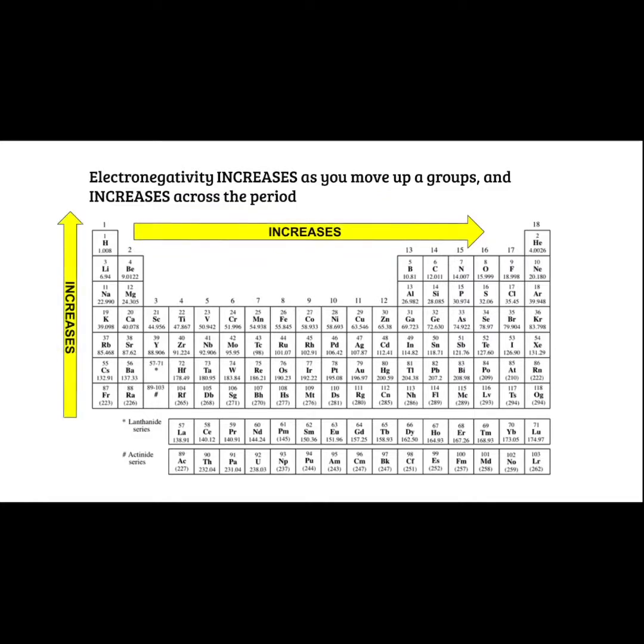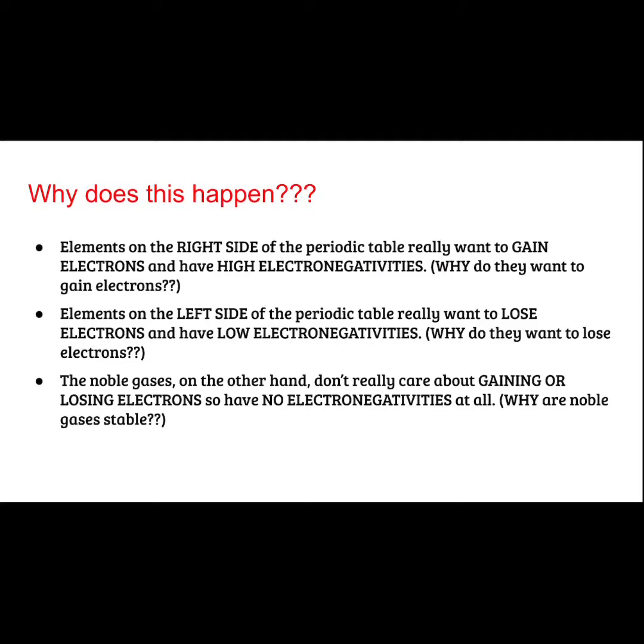So electronegativity increases as you go up groups, and it increases as you go across. So the most electronegative element, which we will label on our periodic table, is fluorine.